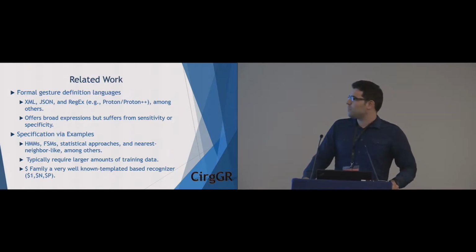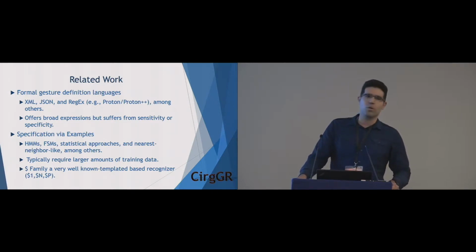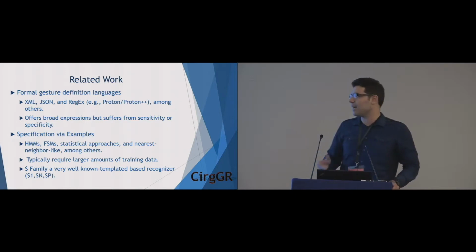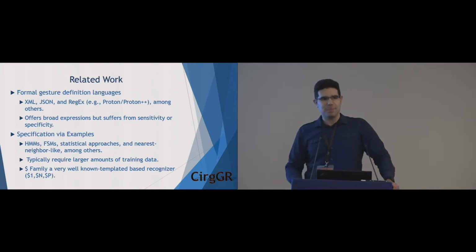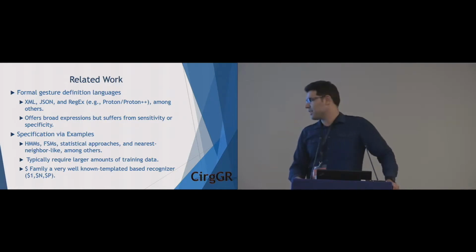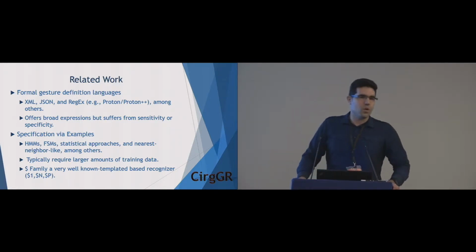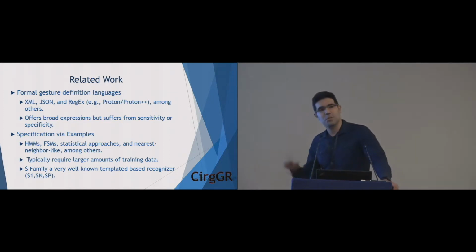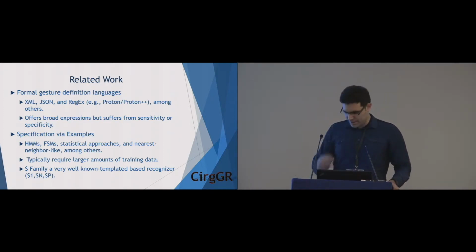The other approach is to specify by example, which generally means that you set up some kind of model, whether it's a hidden Markov model or a finite state machine or some statistical model, even something like a neural network or a machine learning approach. These approaches typically require more training data to establish a model for each particular gesture that you want to recognize. And it also includes classifiers that employ nearest-neighbor-like approaches, such as the dollar family, which is a very well-known type of classifier, and it's kind of our inspiration for CircGR. So CircGR falls within the second approach. It's a template-based matcher, in which we specify each gesture in our gesture set by one example.